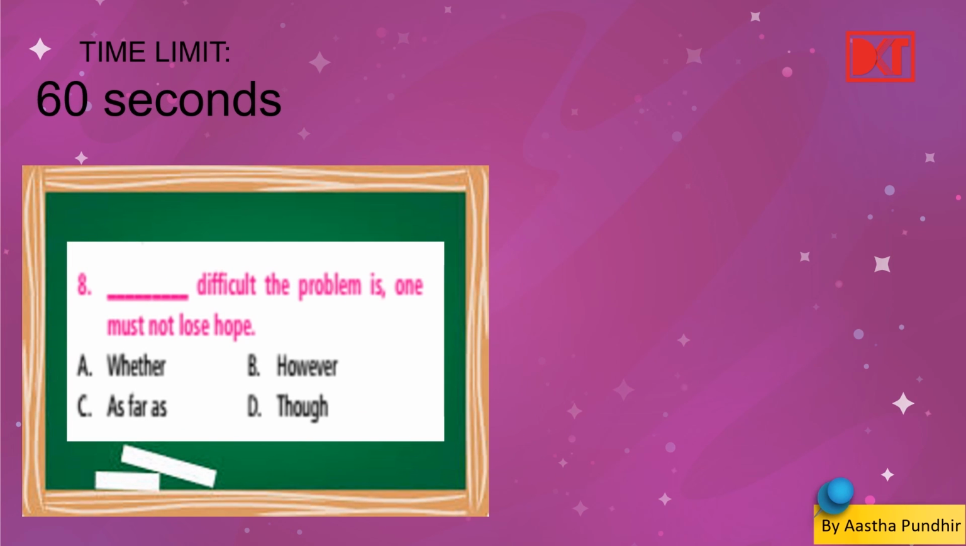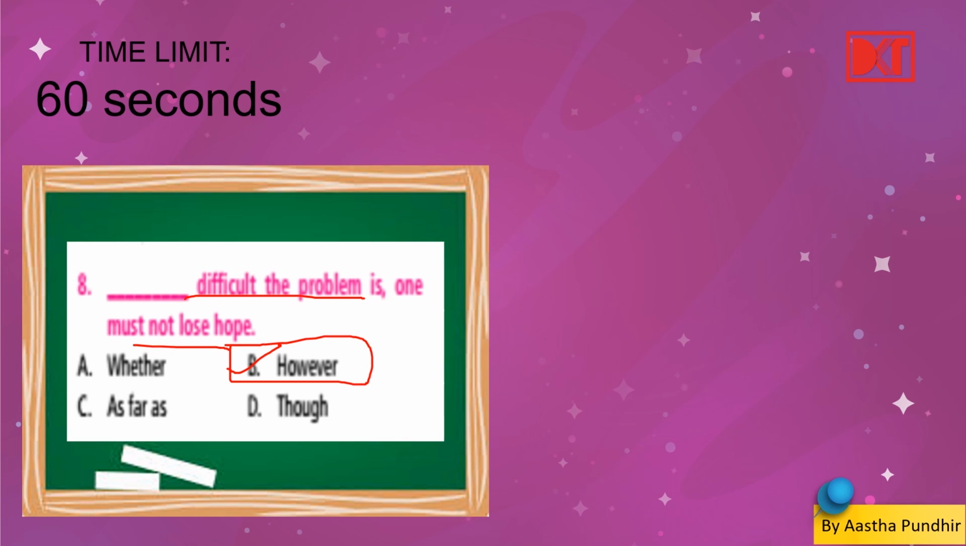Alright, here we have: dash difficult the problem is, one must not lose hope. Whether difficult the problem is, however difficult the problem is, as far as difficult the problem is, or though difficult the problem is. Here the correct answer is, yes, however difficult the problem is. You know, कि कितनी भी difficult problem is, we must not lose hope.